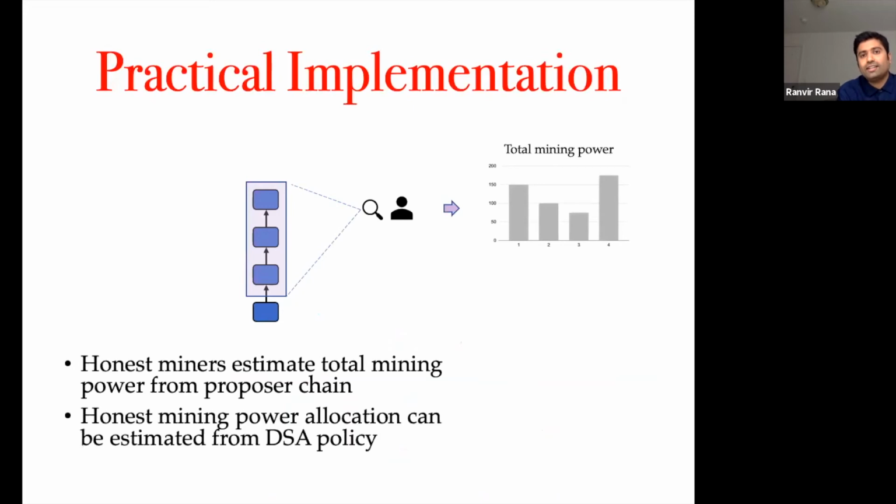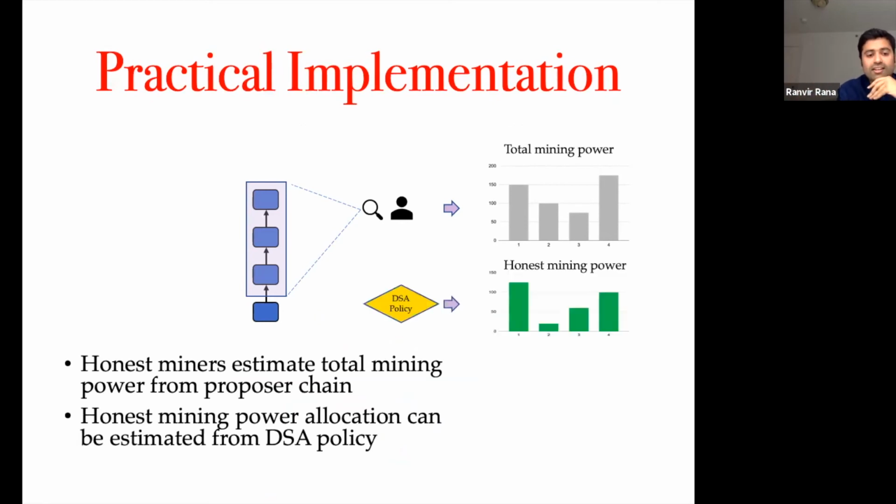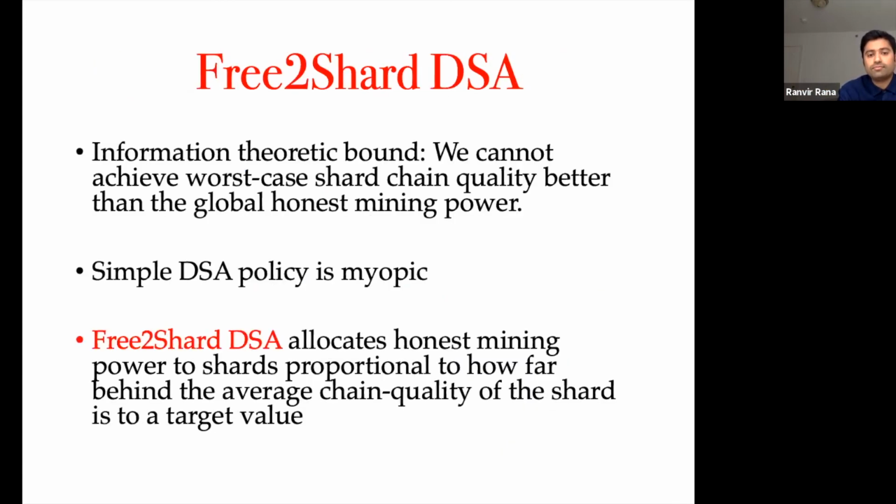Now, I assume that you know the adversary allocation in a particular shard. However, you don't know which node is adversarial and which node is honest. So in practice, you don't need to know the actual adversarial allocation. You only need to know the total mining power in a particular shard. If you know the total mining power in a shard, you know what the DSA policy is, you know how honest miners following the DSA will allocate themselves to the shards, and then you can just, based on that, estimate the adversarial allocation in individual shards.